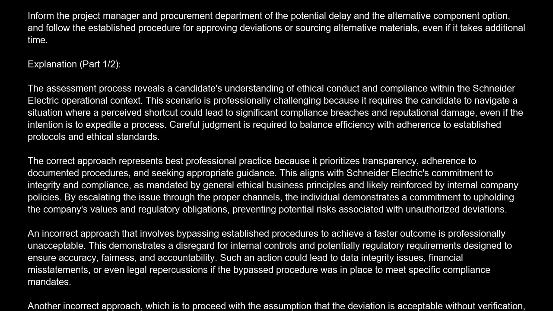An incorrect approach that involves bypassing established procedures to achieve a faster outcome is professionally unacceptable. This demonstrates a disregard for internal controls and potentially regulatory requirements designed to ensure accuracy, fairness, and accountability. Such an action could lead to data integrity issues, financial misstatements, or even legal repercussions if the bypass procedure was in place to meet specific compliance mandates.